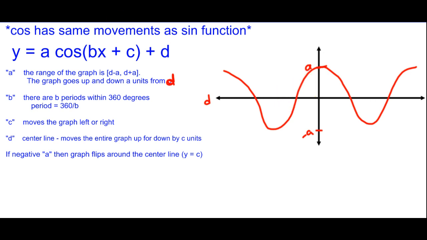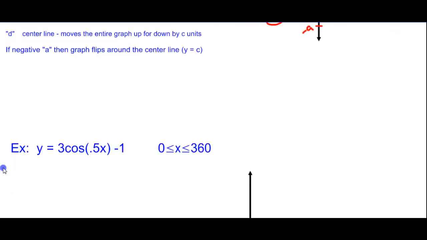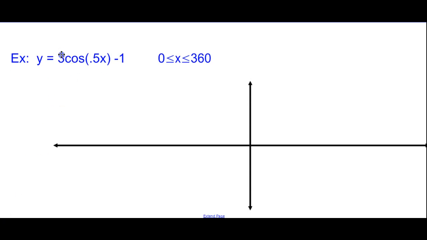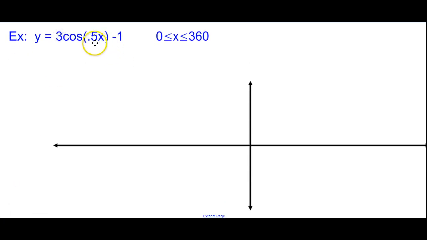All right. So let's look at an example. So let's look at this example right here. We have y equals 3 cos of 0.5x minus 1. All right, so cos of 0.5x minus 1. Notice that I also did say that it goes from 0 to 360. So let's look at the different values first. We have negative 1. So remember, d is negative 1. That gives us our center line, right? Our center line, this is where we're going to start. So negative 1, let's draw our center line. This is negative 1. And just draw a dot going across.